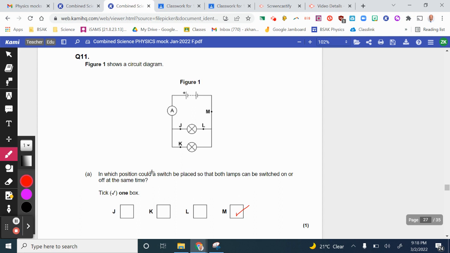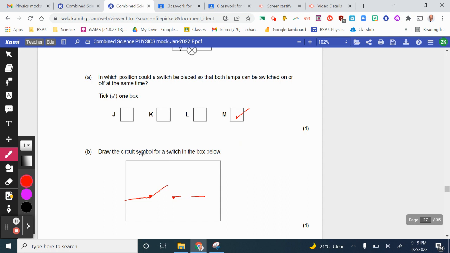So in which position could a switch be placed so that both lamps can be switched on or off at the same time? And that will be position M, because that is going straight back to the battery. And if this part is broken, the current has no path to go around this route or around this route here, because they both pass M.